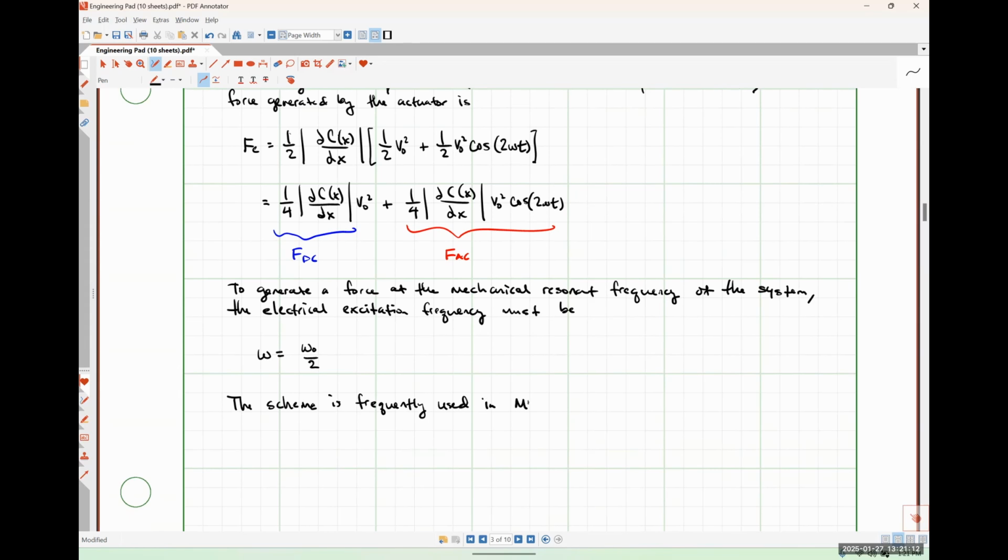In MEMS capacitive gyroscopes. So we haven't really talked about MEMS capacitive gyroscopes at all yet, other than me mentioning them as a thing. So I just want to briefly, conceptually, talk about why this would be used in a MEMS capacitive gyroscope.